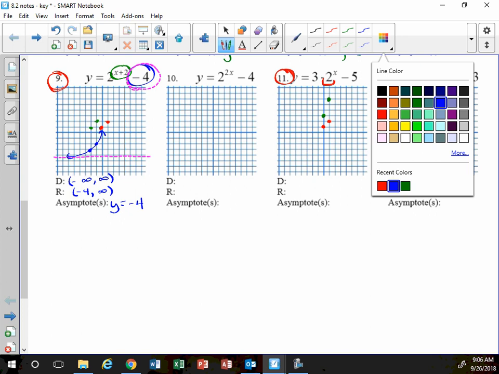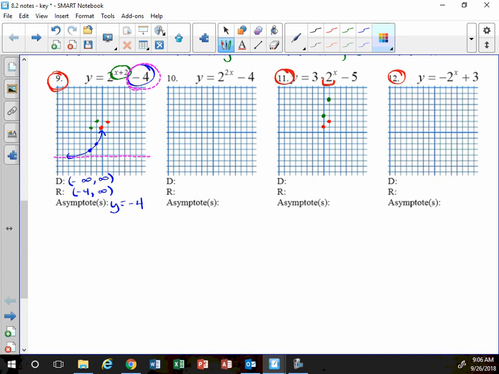Then what other shift do I still have to do? Yeah, this -5 is telling me down 5. So 1, 2, 3, 4, 5. 1, 2, 3, 4, 5. So the blue dots are my final ones.